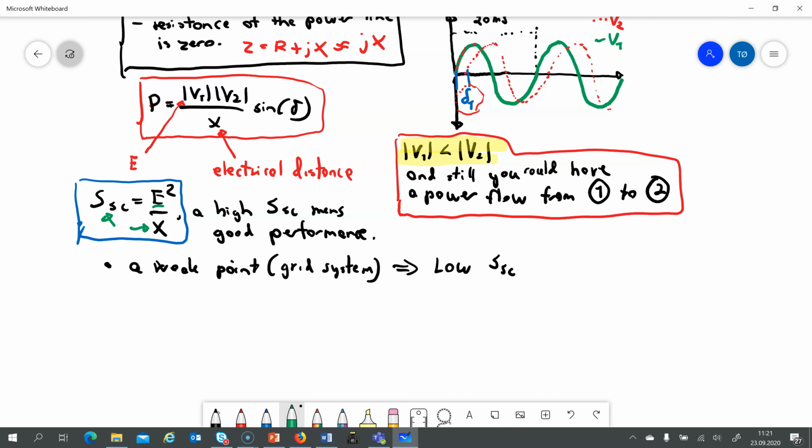So as I said before, if this increases radically in a transmission system, we have very high electric distances and we get a very weak connection between nodes or buses. And actually what we will see is that this low short circuit ratio may cause voltage instability.